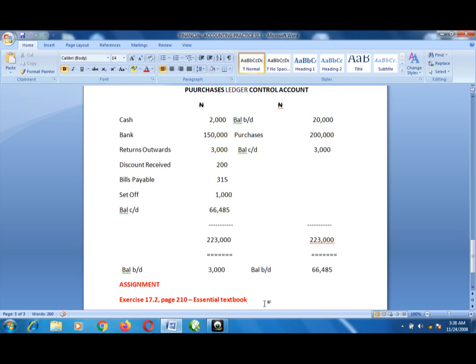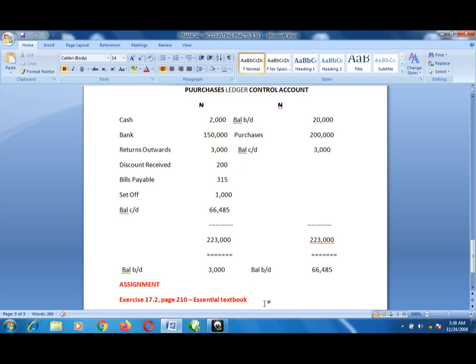As you revise your notes, take note of all these terms before you prepare. And as you are preparing the different exercises, you'll be able to master all the items that used to appear on the purchase ledger account and the items that used to appear on the sales ledger control account. And anytime you are given a question on control account, you'll be able to master them and not commit this minor mistake.